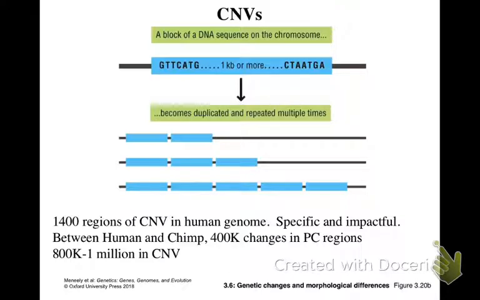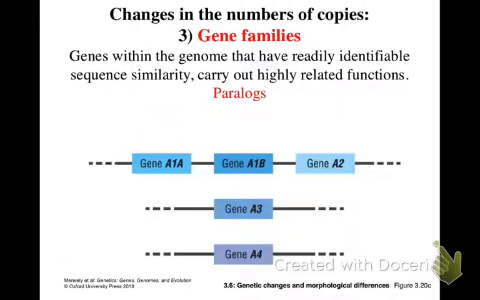And you can see here, it turns out to be an extremely important principle, because between humans and chimps, we have about 400,000 changes in protein coding regions. We have 800,000 to 1 million changes in copy number variation. Very, very important concept in delimiting species, so it appears at this point as we're looking at it.